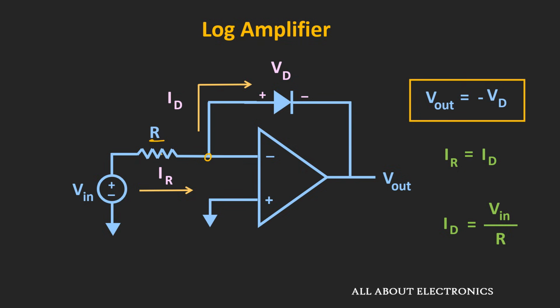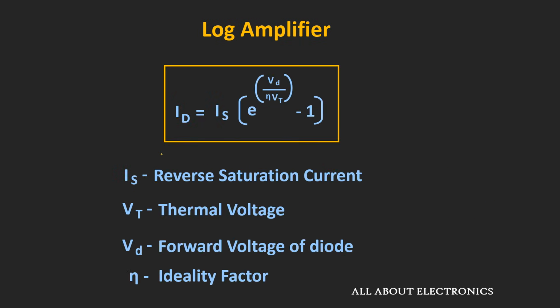Now here the relationship between the forward current of this diode and the voltage across this diode can be given by this expression. So here this IS is the reverse saturation current and VT is the thermal voltage of this diode, while the VD is the forward voltage across the diode and the eta is the ideality factor. Now generally the ideality factor used to be in the range of 1 and 2, and it depends upon the forward current of this diode. So for the ideal diode, this ideality factor should be equal to 1, but in reality it varies between 1 and 2.